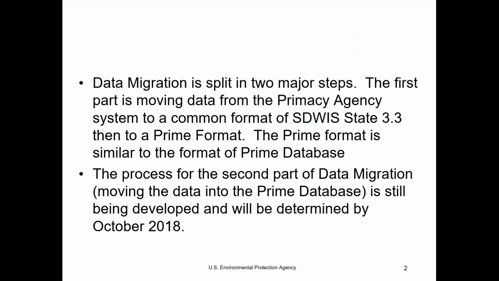So first of all, I want to say data migration is split into 2 major steps. The first step is moving the data from the primacy agency system to a common format. That's going to be SID with State 3.3, and then to a Prime format. The format is similar to the Prime database, but it is not the Prime database. The process for the second part of data migration, moving that data from the Prime format into the Prime database, is still being developed and will be determined by around October 2018. So I'm just going to be talking about the first part.